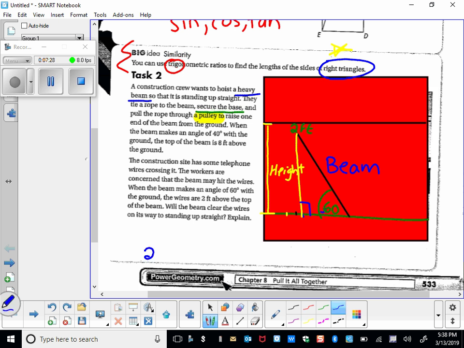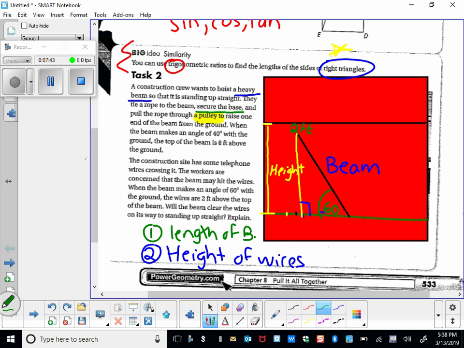So let me write that. We need the height of the wires, and we need the length of the beam. Once we find those 2 pieces of information, we can figure out whether or not the beam will be able to clear the wires when it's standing straight up.